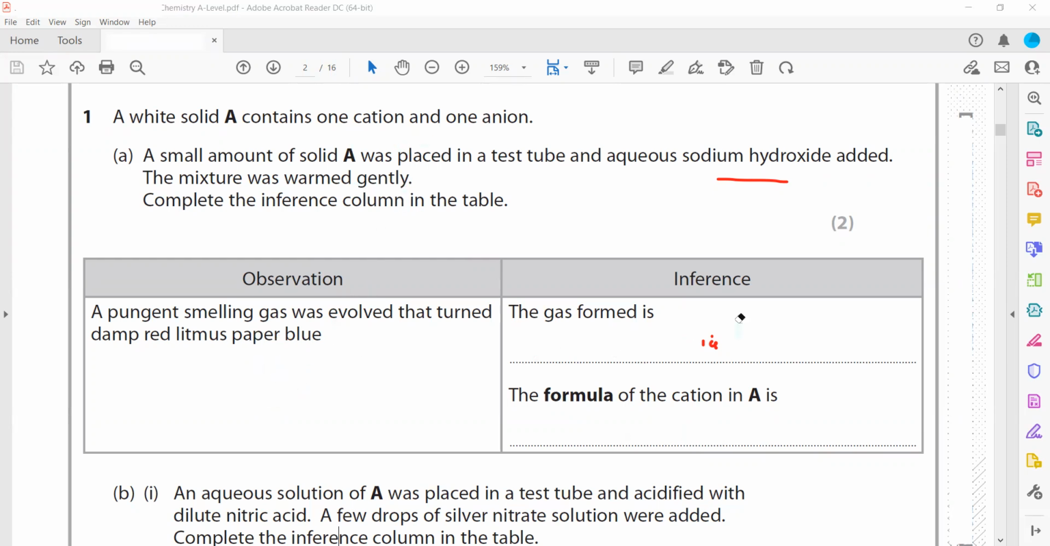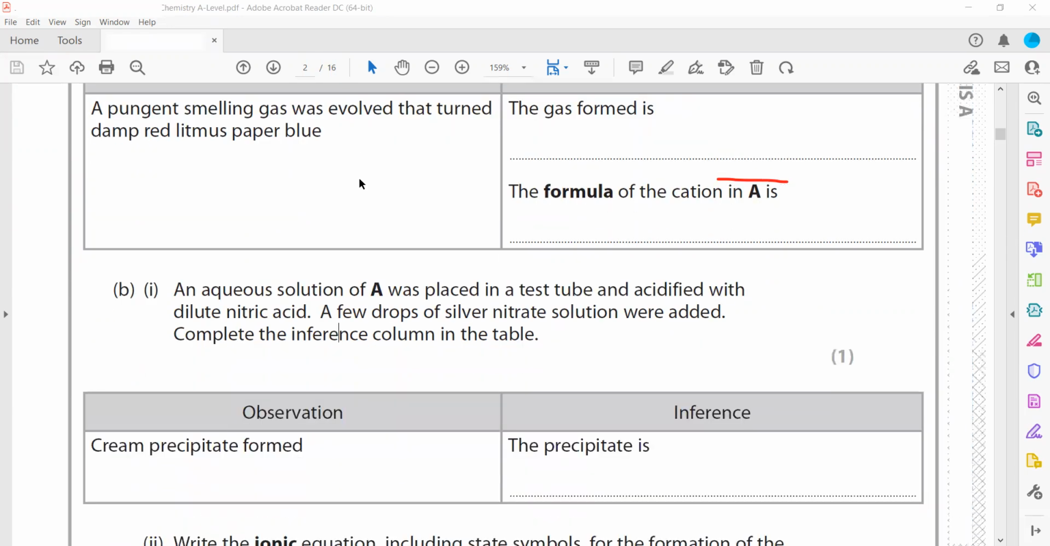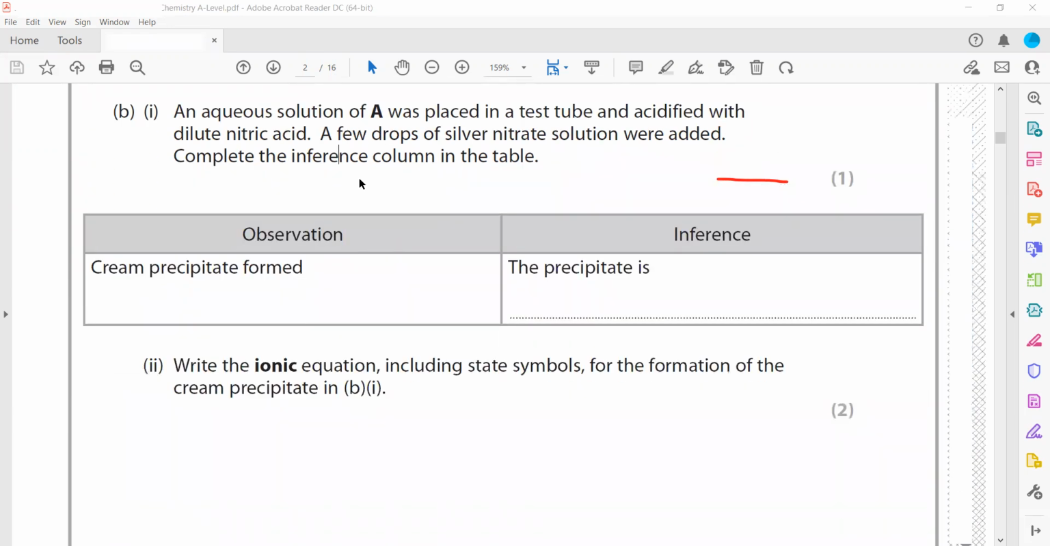The next part, so we identified that this compound contains the ammonium ion. Then an aqueous solution of A was placed in a test tube and acidified with nitric acid, and a few drops of silver nitrate were added. The inference: it's a cream precipitate. The cream precipitate is due to the formation of silver bromide, and it gives an idea that A contains the negative ion, the bromide ion. So the precipitate is silver bromide.